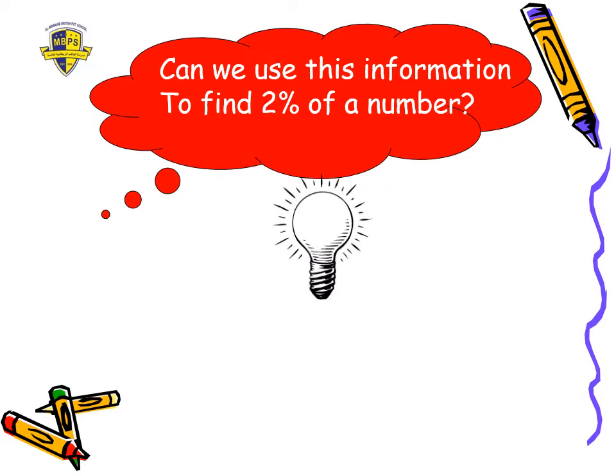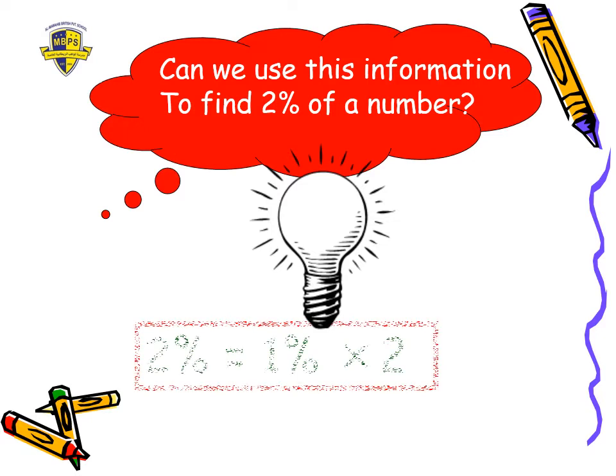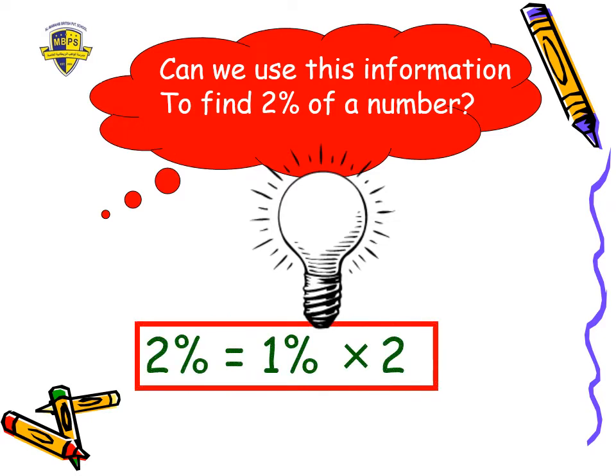Excellent. So if you want to find 2% of any number, we know that 2 is 2 multiply 1. So it's okay if you find 1% first, then we multiply it by 2. If we want to find 10% of any number, find 1% first, then multiply it by 10. If you want to find 30% of any number, first find 1%, and we know how we find 1%, divide by 100, then multiply it by 30.